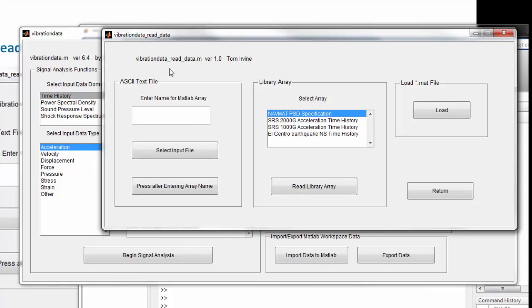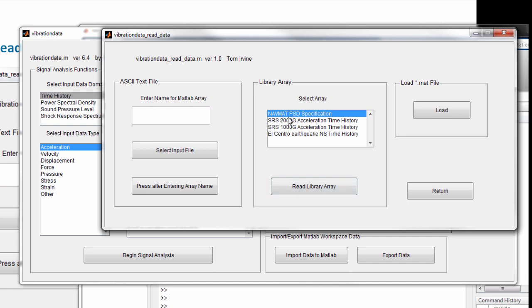So we have three options for reading data into the Matlab workspace. We can read in an external ASCII text file, and we've actually done that before. We can load a star.map file. And the new feature for today is I have some library arrays, and these are arrays we've used in the past, and we occasionally reuse them in ongoing and future exercises. So the navmat spec, we've used that before. Let's go ahead and just read in this array.